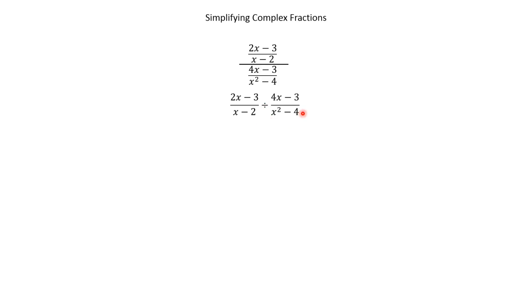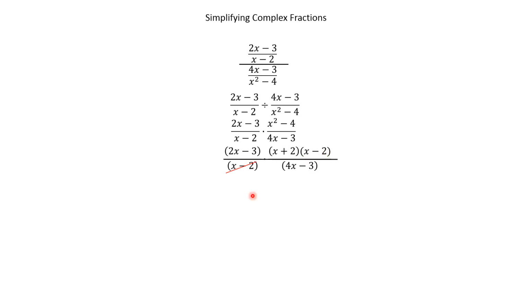To divide fractions, we're going to flip the second one and multiply. To multiply, we need to factor. It's all factored except for this x squared minus 4, so we can factor that. The multiplication step, just draw the line. And now what can we cancel? Hey, we have x minus 2's to cancel. And that's it. So we're left with 2x minus 3 times x plus 2 over 4x minus 3.